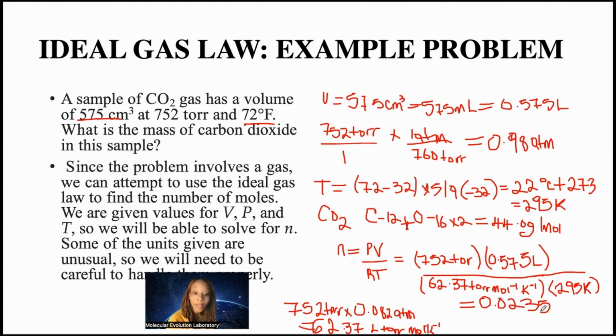0.023 moles. Remember that we want to find the mass of carbon dioxide, and we already know the molar mass of CO2 is 44. So this would be 44 grams per mole of CO2 times 0.023. This gives us 1.034 grams of CO2. So the mass of carbon dioxide would be 1.034 grams. One gram is a pretty small mass, but it's reasonable for a small balloon.